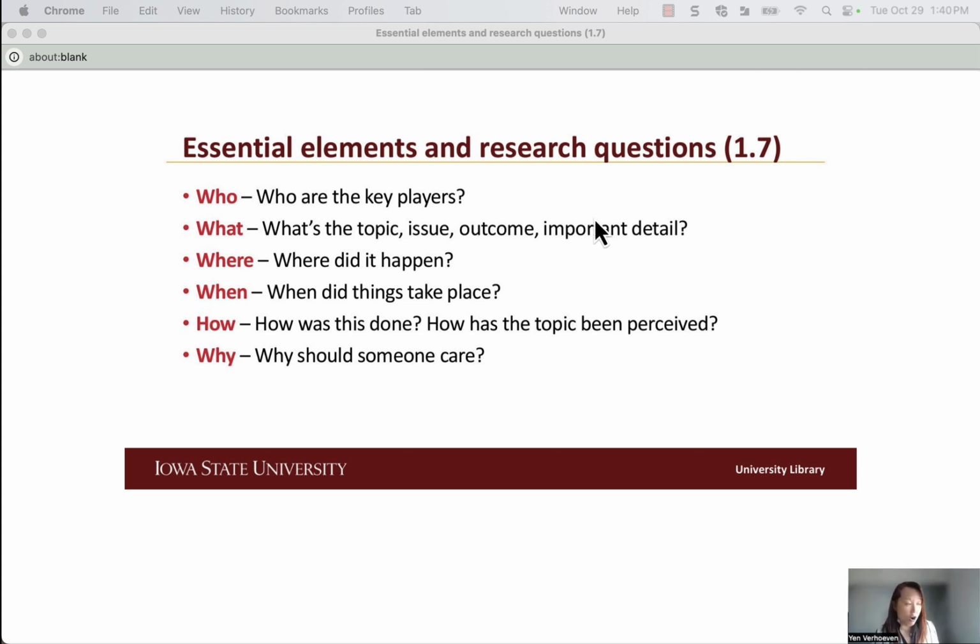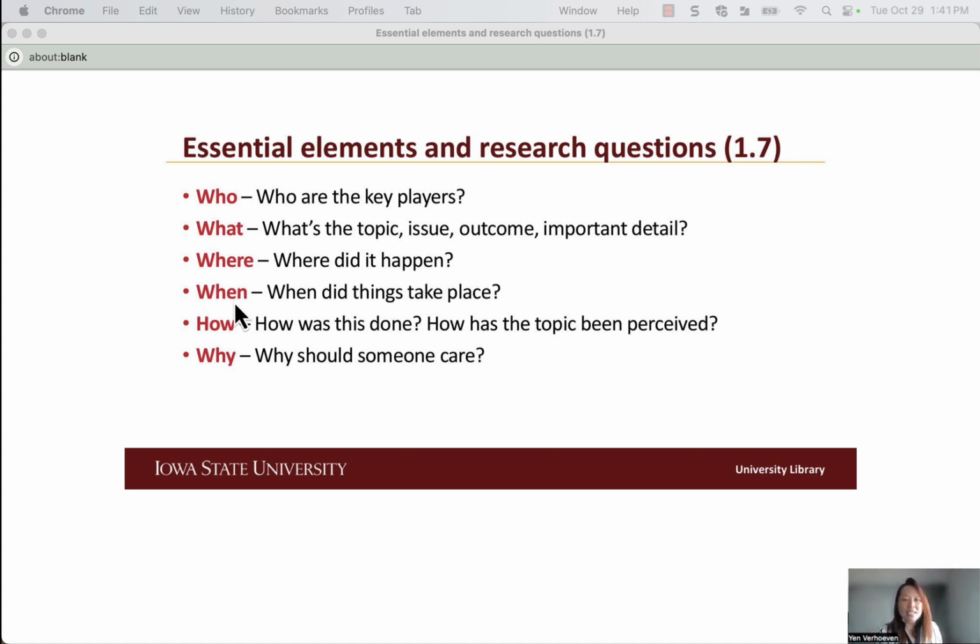Those elements are who are the key players, what is the topic specifically, what's the issue, what's the important detail that you're trying to look at or examine, where did it happen, where did it take place. Sometimes, and we can go back to those example research questions, if it's too broad, maybe like when we talk about urbanization, all you need is a where. Urbanization in Ames, Iowa. Okay, now that's specific enough. Now I have a good research question. Now I can answer it because it's more specific.